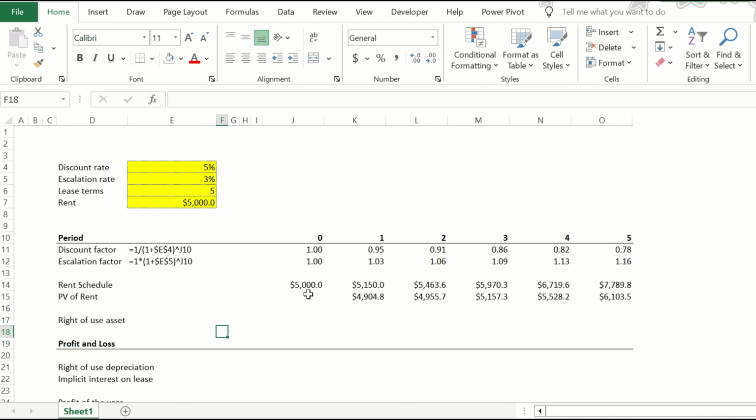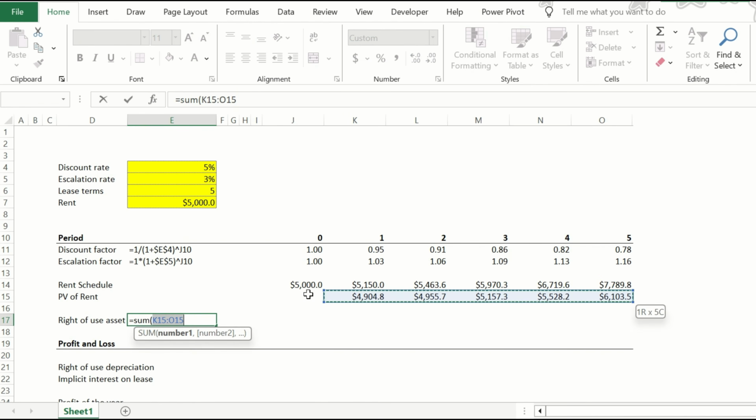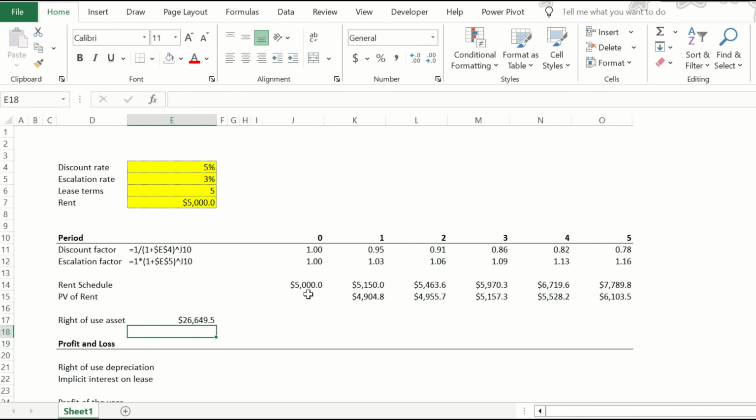Now what's the right of use asset? So this sum of the present value of all the rent is basically your right of use asset. So let's just sum all the rent, that is, the present value of the rent. So this is the right of use asset. So now we have right of use asset with us. And for the starting year, for the simple case when you don't have any incentives or any fee associated with it, our lease liability is also equal to right of use asset.